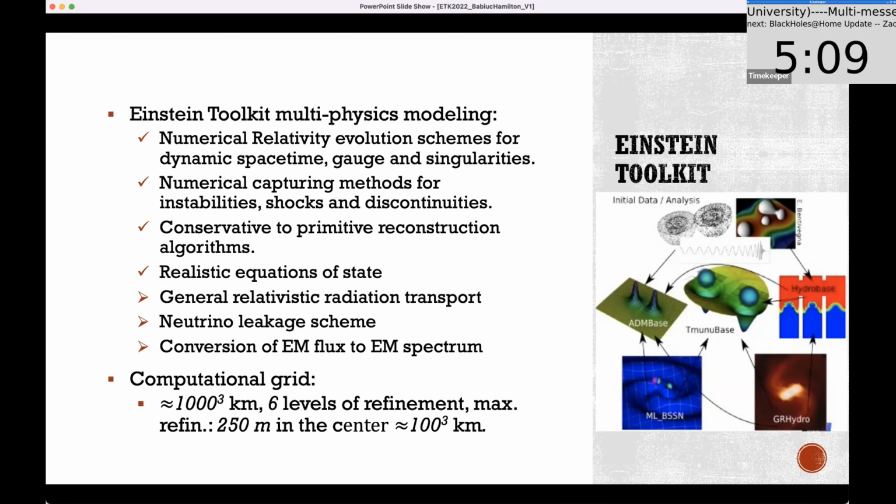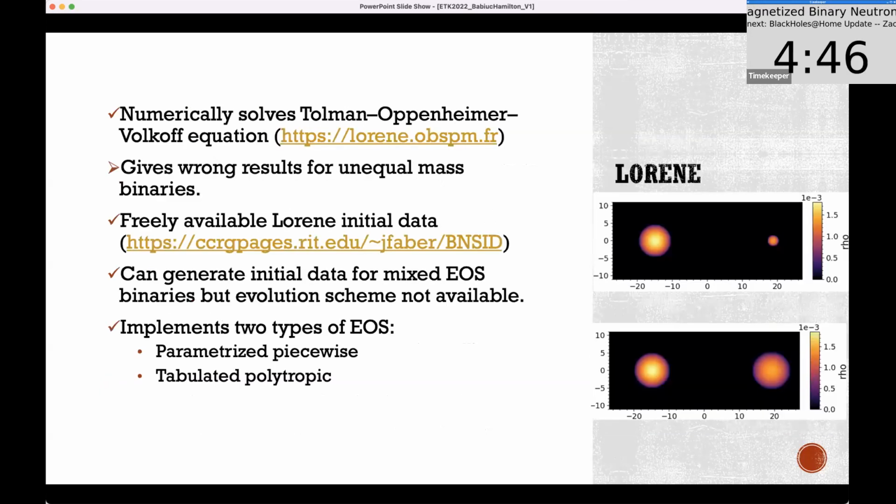The computational grid that I'm choosing is a 1,000 kilometer cube, 6 levels of refinement. The maximum refinement is coarse, indeed, only 250 meters. Those are preliminary runs. And the central grid, a 100 kilometer cube, is refined with this refinement. As initial data, I use Lorene, which is freely available.